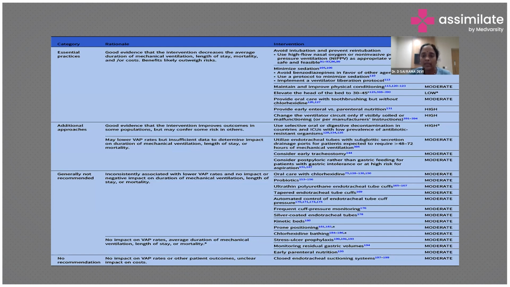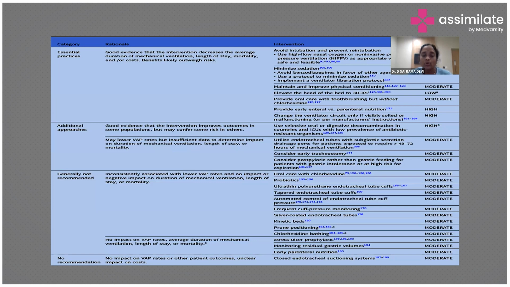And for the feeds, there is no need to aspirate the Ryle's tube each time you give the feeds. You need to check the position, but there is no need to aspirate the Ryle's tube. And generally not recommended are oral care with probiotics, tapered endotracheal tube cuffs, automated control of endotracheal tube cuffs or cuff measurement, prone positioning, chlorhexidine mouthwash, stress ulcer prophylaxis, and monitoring residual gastric volume, as I said.